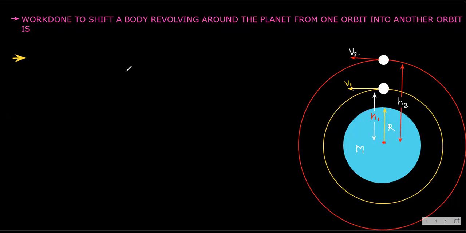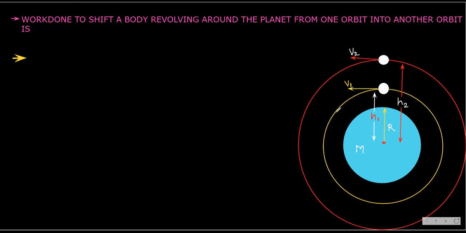So, in yesterday's class, we learned two cases, and in those two cases, we found out the work done. Now, this is the third case: work done to shift a body revolving around a planet from one orbit into another orbit. Here you can see this is the Earth, right? And here is one body which is revolving around this planet, or you can say Earth.